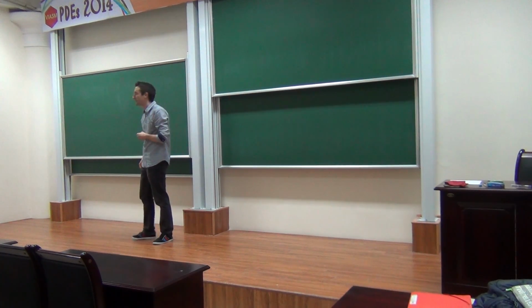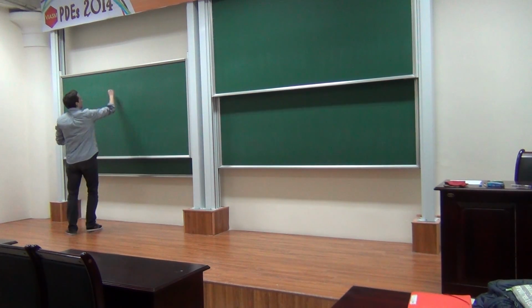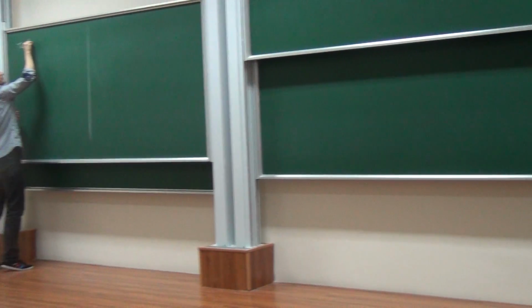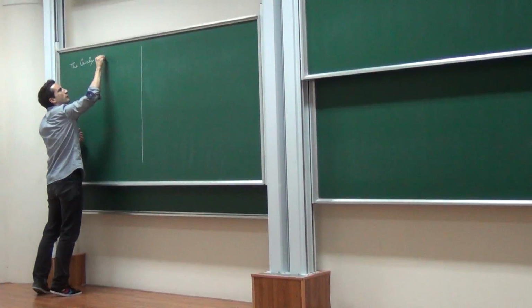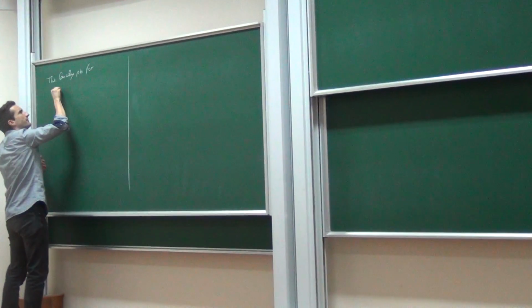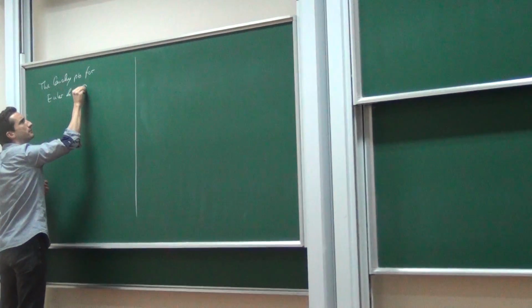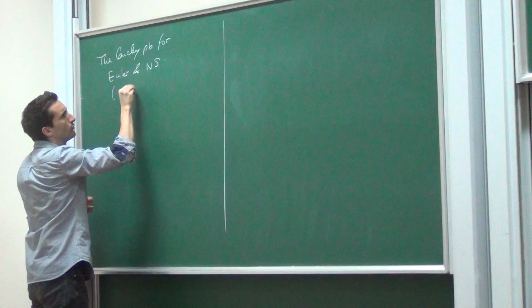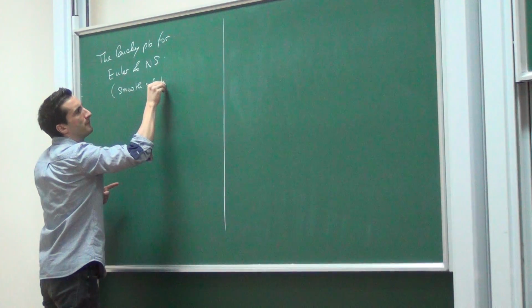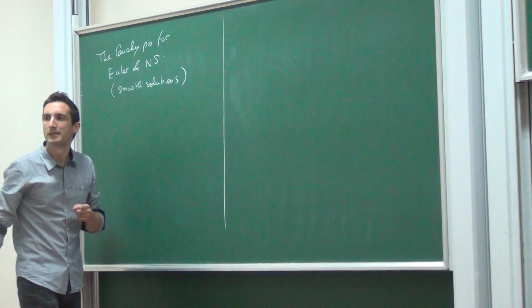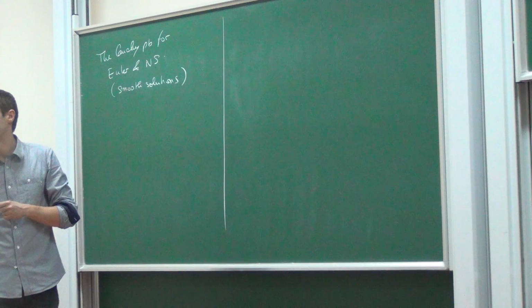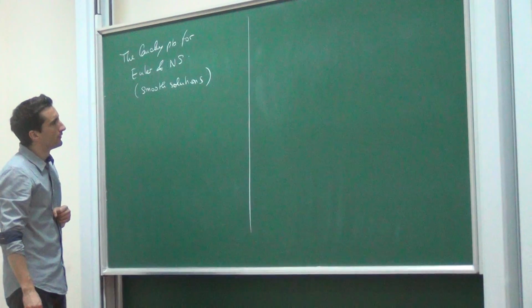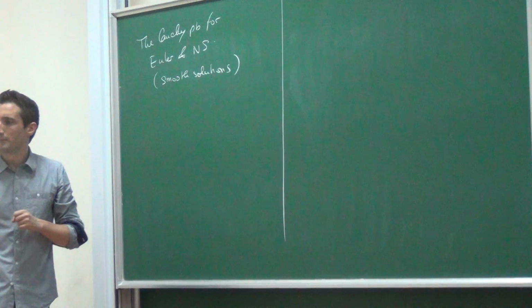Start the analysis. So today we will study the Cauchy problem for Euler and Navier-Stokes. And I will stick to smooth solutions in this chapter. And then we will see weak solutions, that means more irregular ones. So, what is the Cauchy problem?